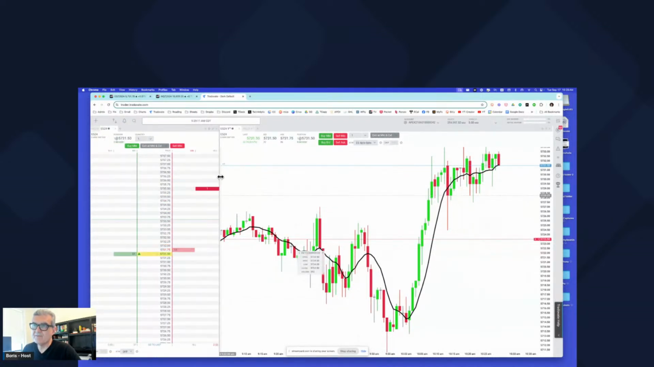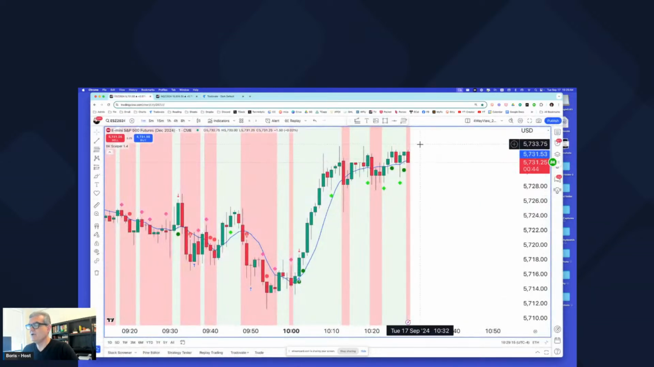35.50 is my target on the S&P. And I'm just basically staying here. And as long as the trend stays green, I'm okay. Now, it looks problematic, right? It definitely looks problematic.